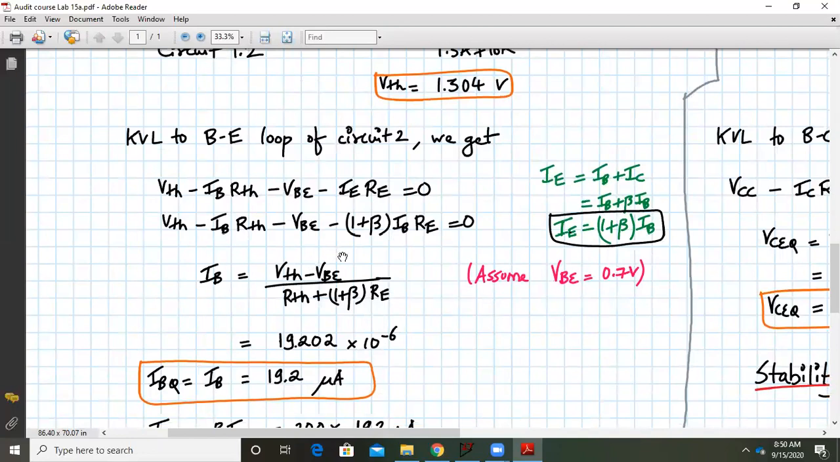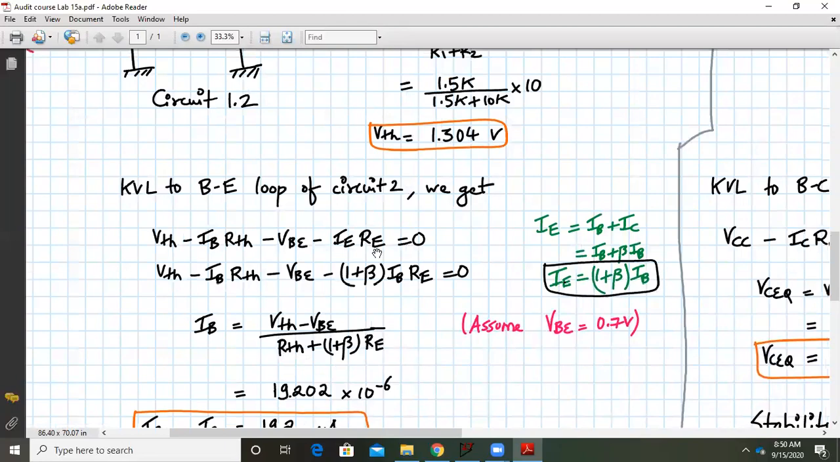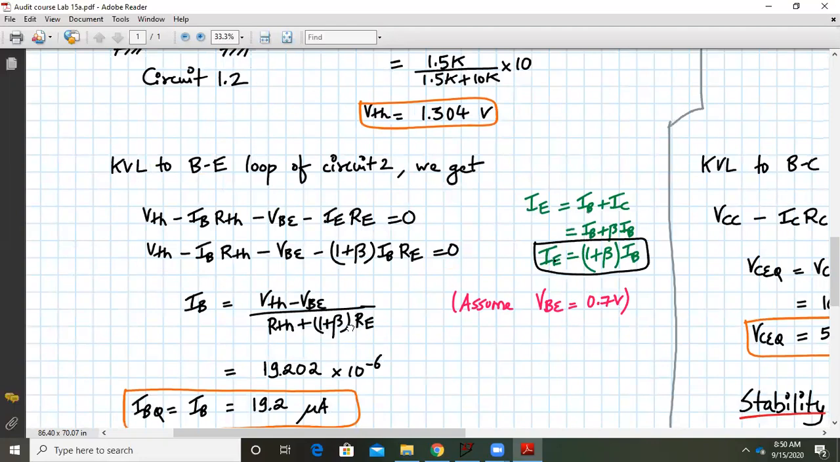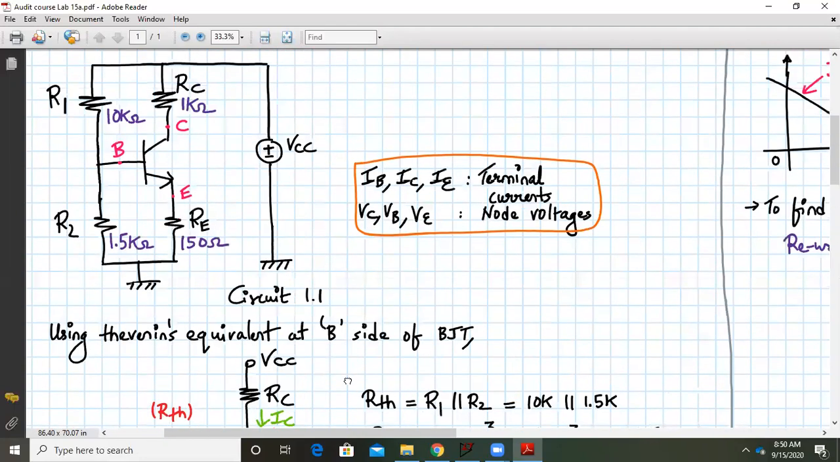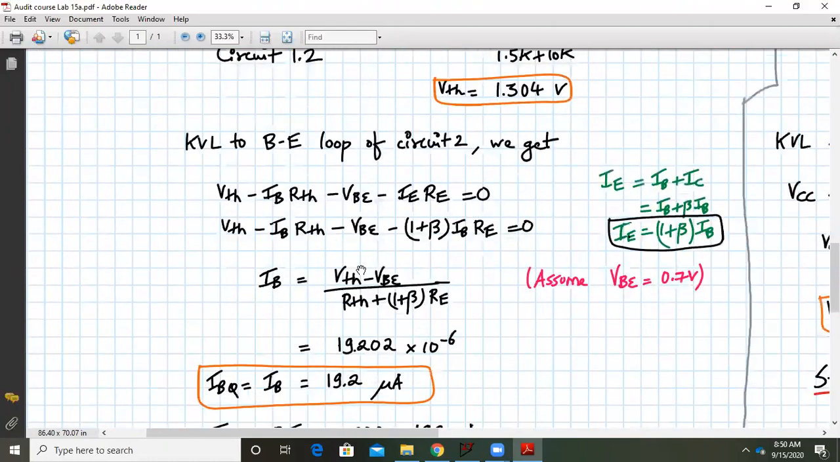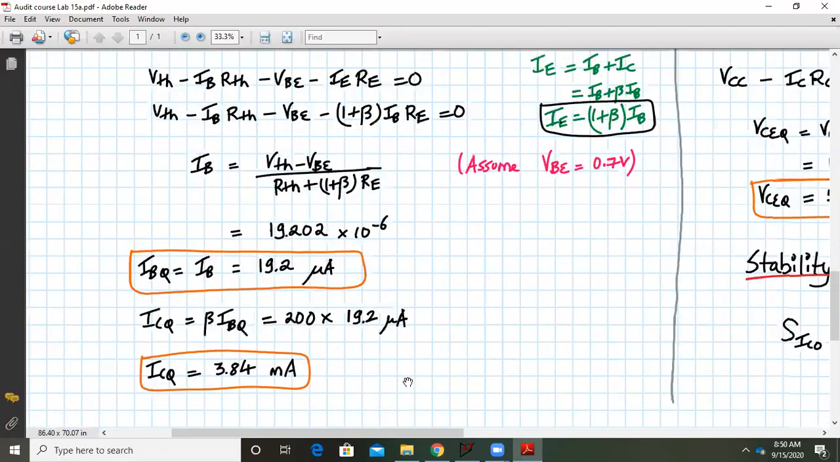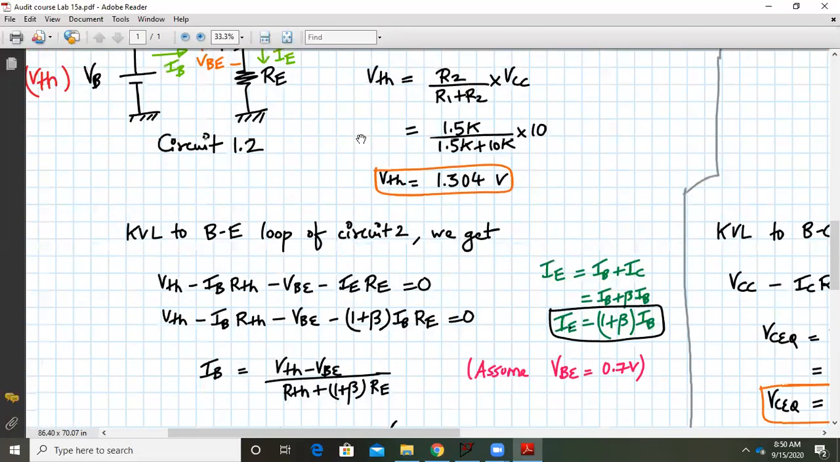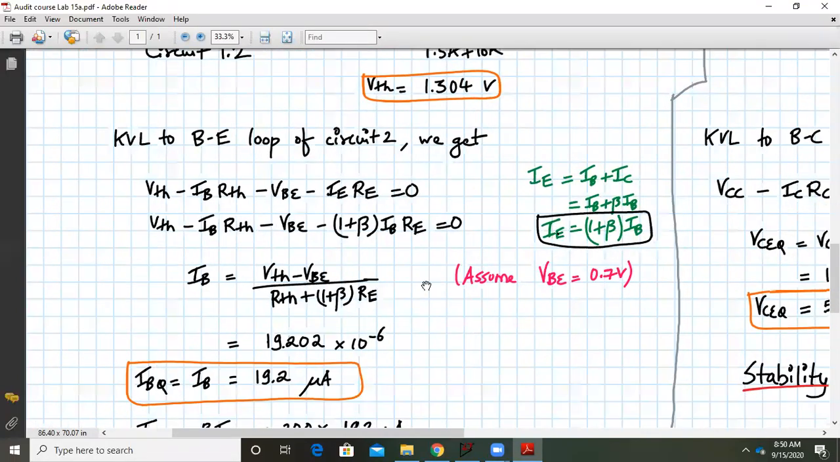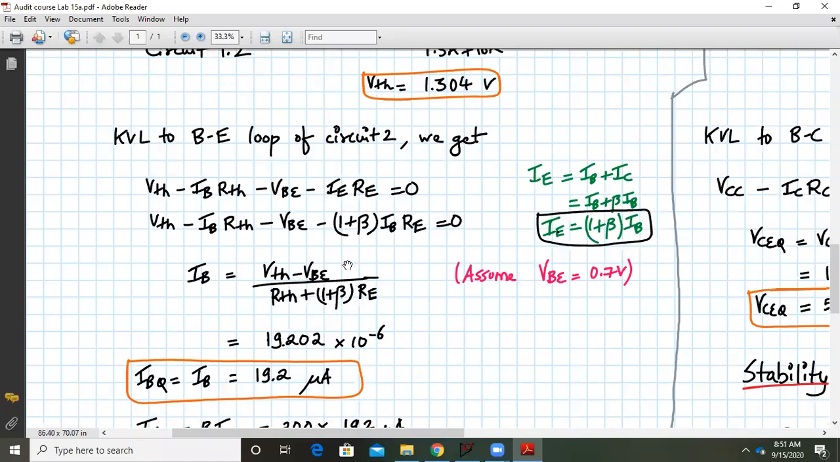So here we assume the value of VB as 0.7, VTH is 1.304, RTH will be 1.304 kilo ohms, and the beta value, well, we have to take it as 100. Here it is given somewhere. No, let's consider the beta value as 200. I forgot to give you the value earlier, so kindly consider the beta value as 200. So it will be 1.304 minus 0.7 divided by 1.304 kilo ohms plus 201 into RE, which is 150.